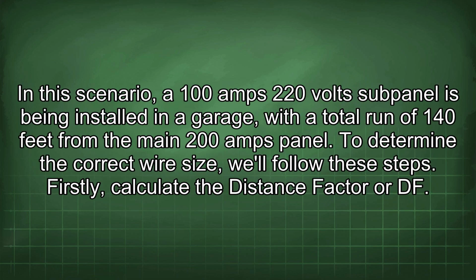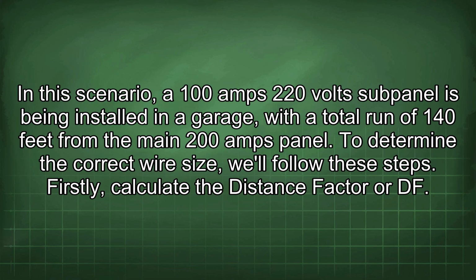In this scenario, a 100 amp, 220 volt subpanel is being installed in a garage with a total run of 140 feet from the main 200 amp panel. To determine the correct wire size, we'll follow these steps.